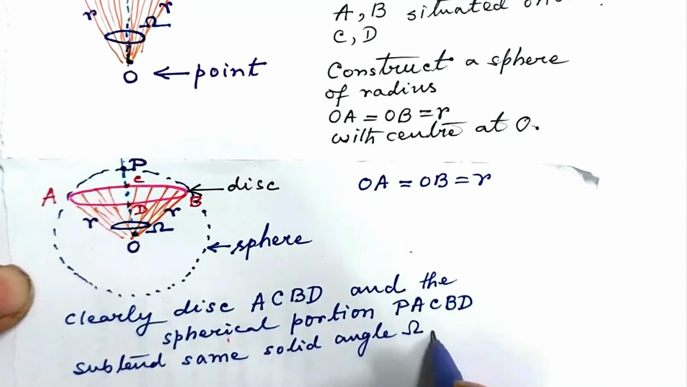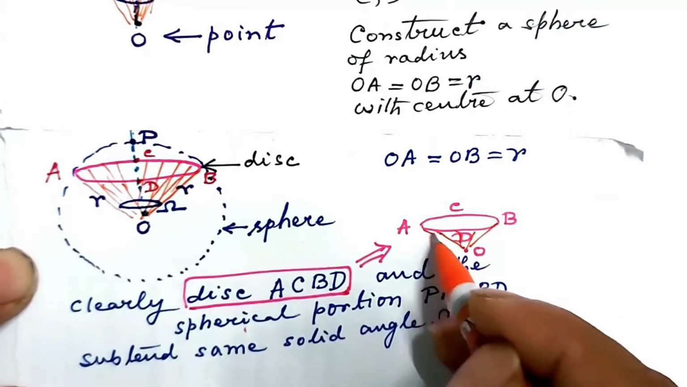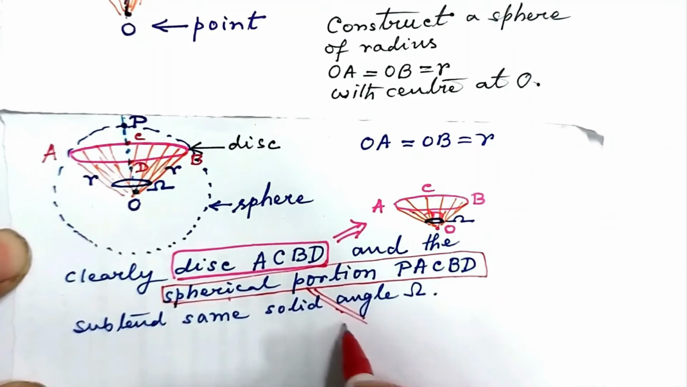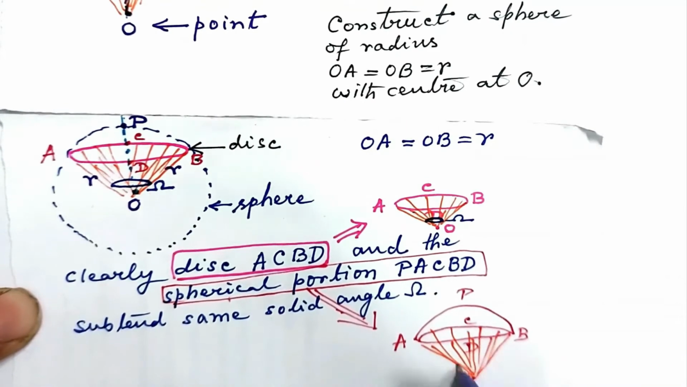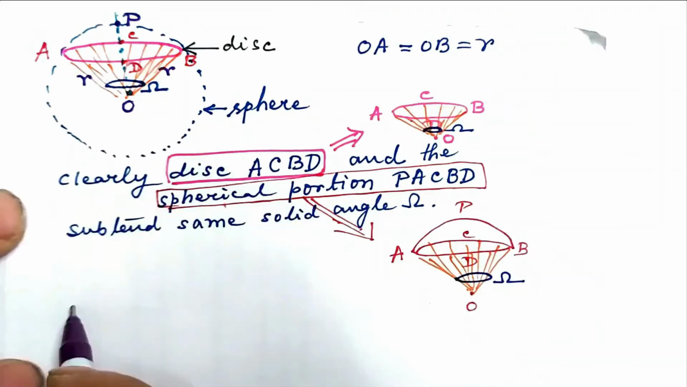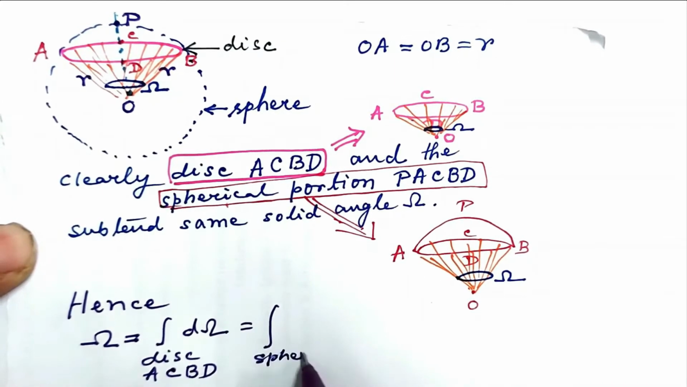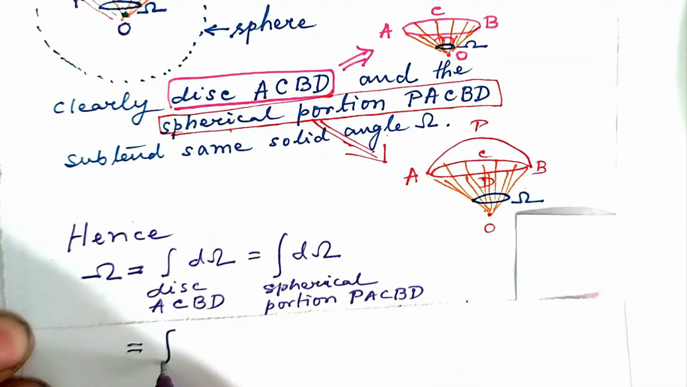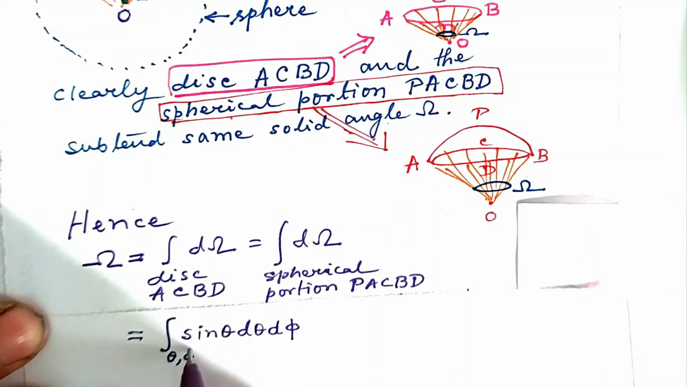Let us show it separately. Disk ACBD subtends solid angle omega at O, point on axis. This is the spherical portion we talked about, PACBD, and it too makes the same solid angle omega at the center O. Let us write it mathematically. Hence, omega is integration over disk ACBD d omega equal to integration over spherical portion PACBD d omega. This is integration sine theta d theta d phi, integration being over theta and phi.